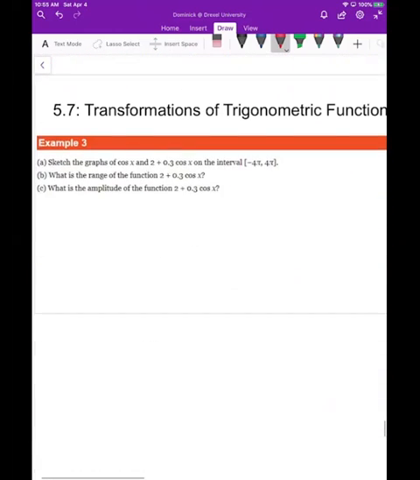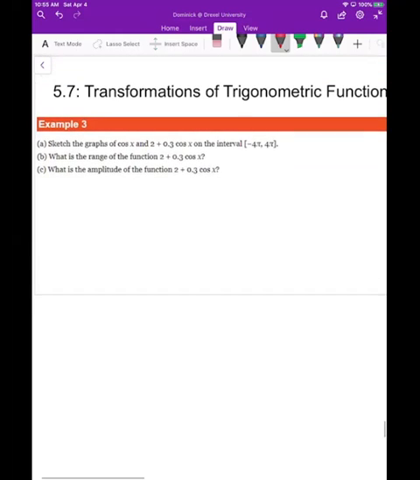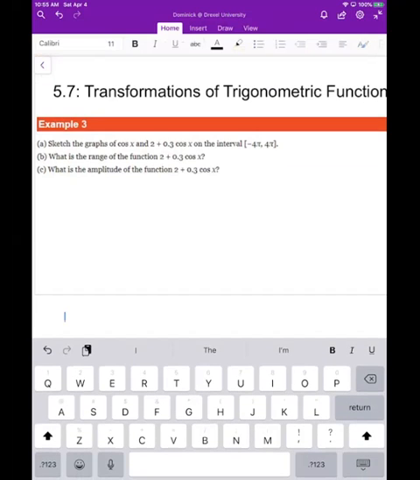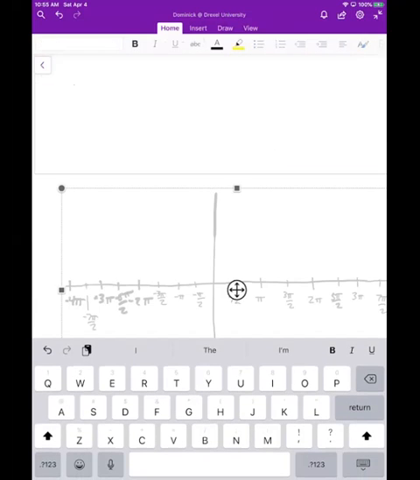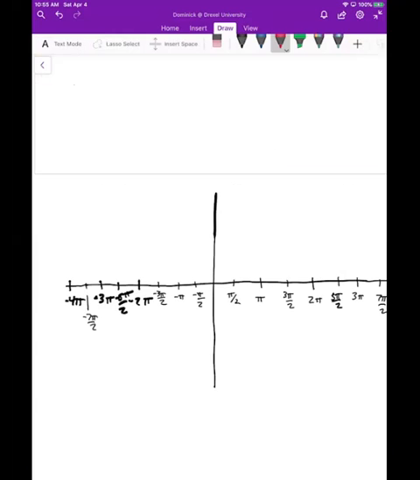Okay, now let's look at something else here. So now let's look at the next graph that we'll plot here. Okay, so let's plot my graph here. Okay.